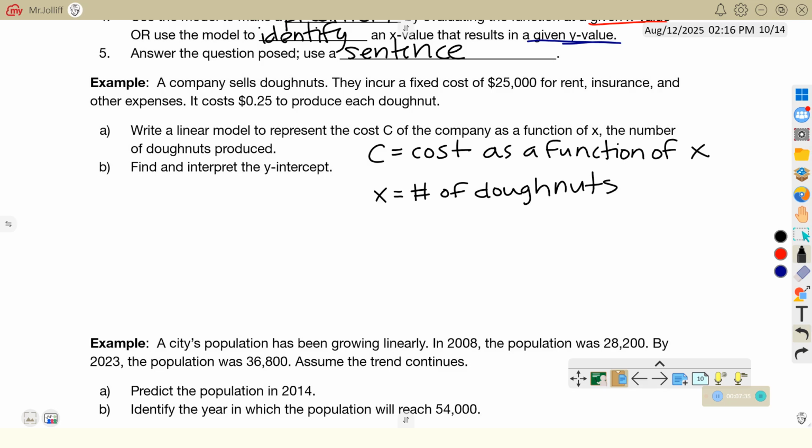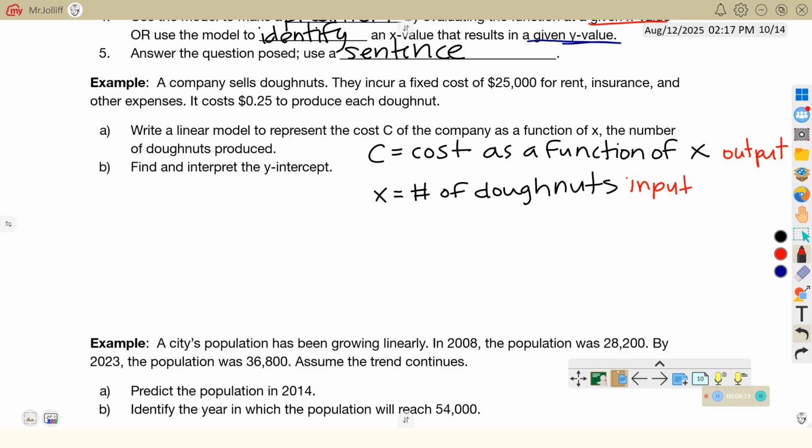Which one of those variables does it make more sense for it to be the input? Number of donuts or cost? Which one is the input? Number, yeah. This is our input. And cost is our output. I choose the number of donuts, I shove that number into the equation, it tells me the cost that goes with it. Input is number of donuts, output is cost. Good.